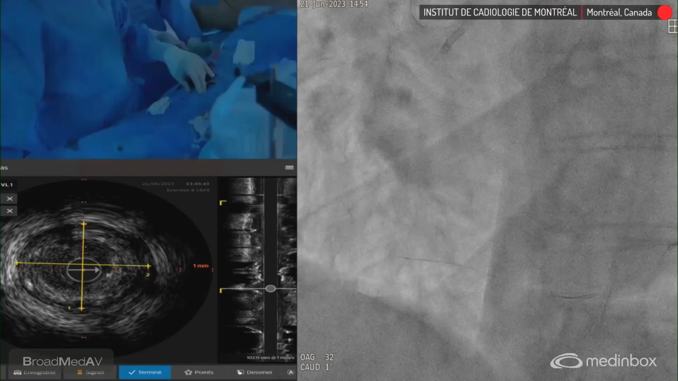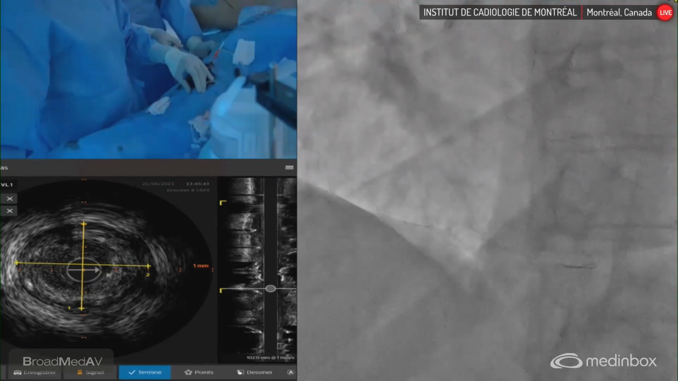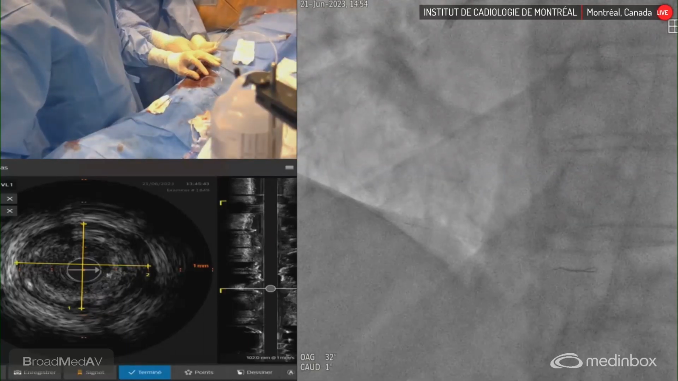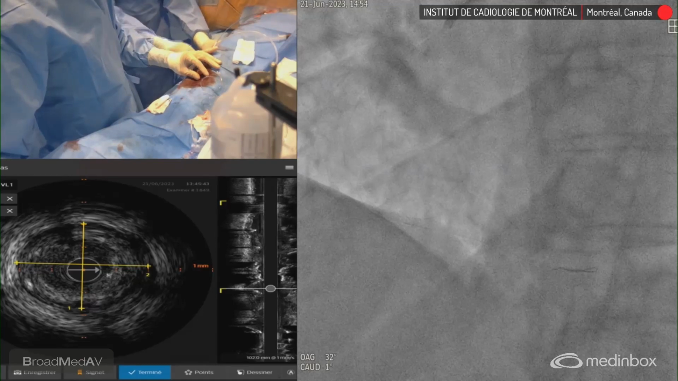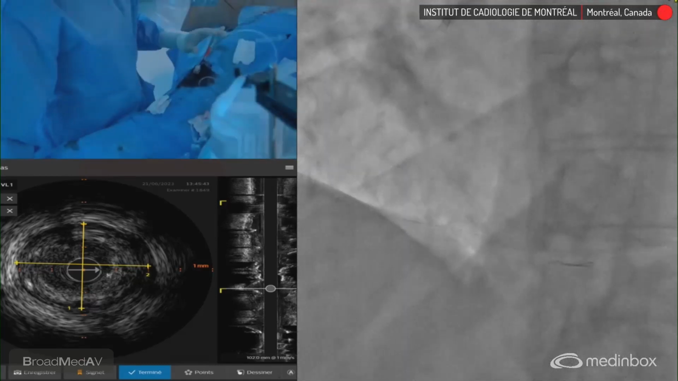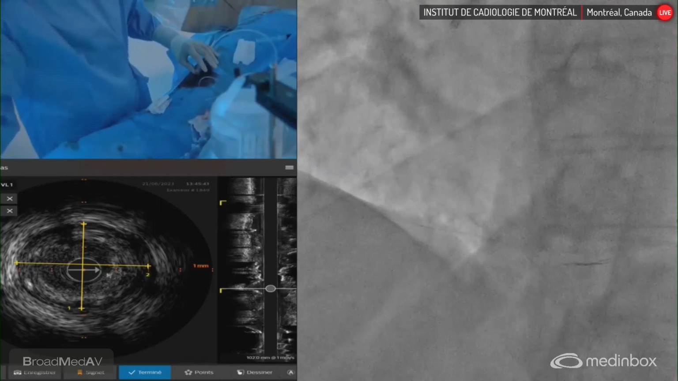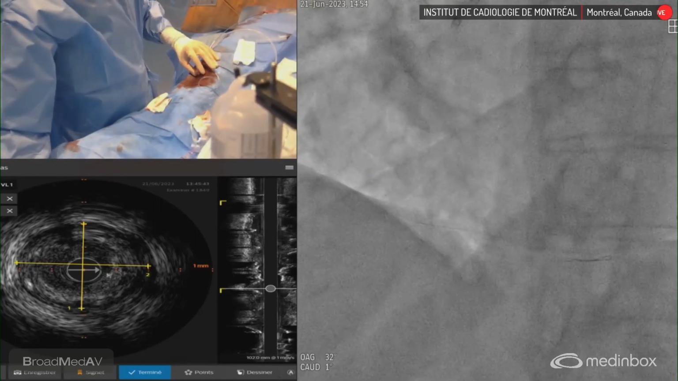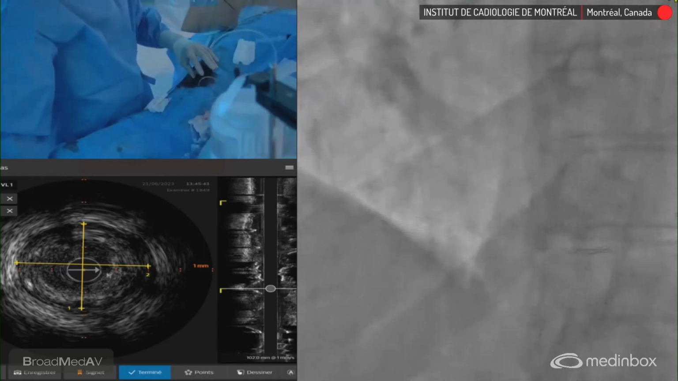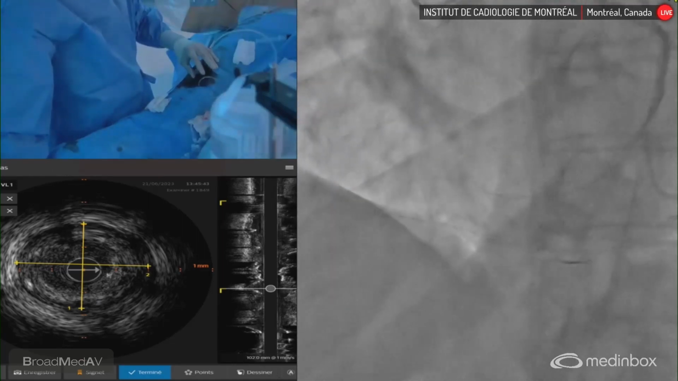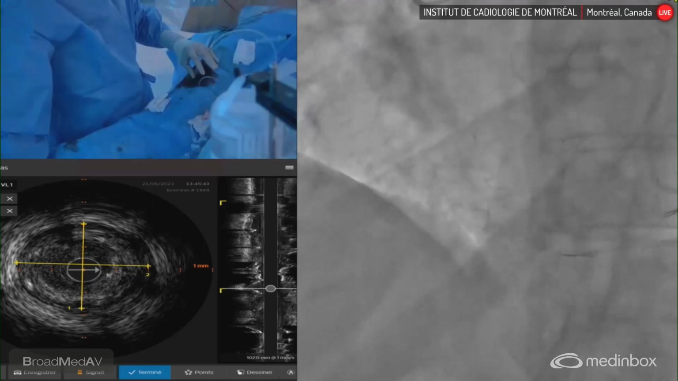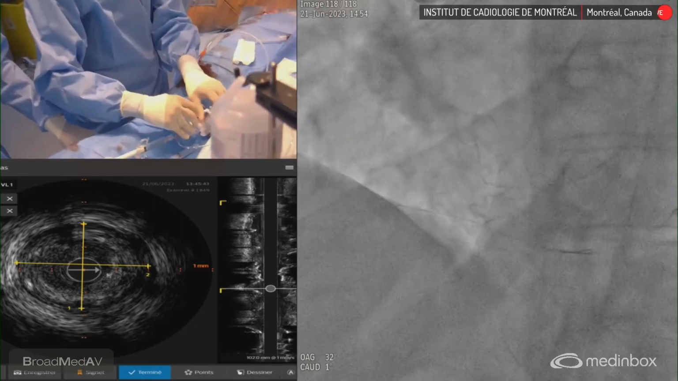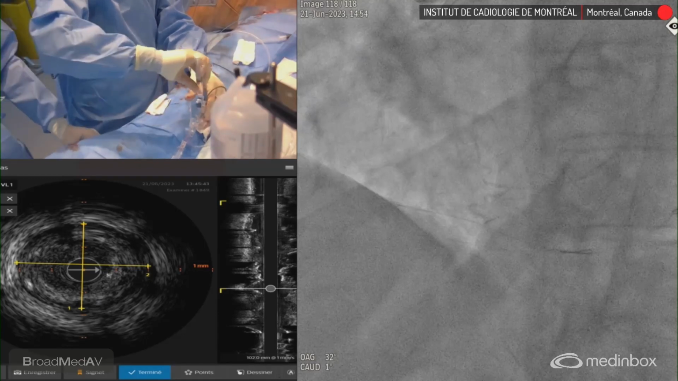So maybe we can do a little check retrograde, see if we still have flow into the RCA after the ACT is done. All right, let's see retrograde if we still have some flow. Nitro maybe? Yeah, we'll do a nitro antegrade. So there's almost no more flow through the retrograde. So that means we have good flow antegrade. So pressure is good at the ostium.